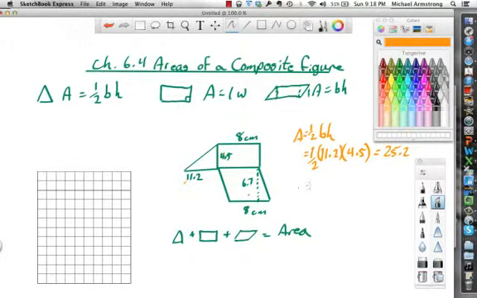The second area, let me go back. This is our first area. I did it in orange. Second area, we'll do it in this blue color. Okay, and the area is just length times width, so it's just 8 times 4.5.